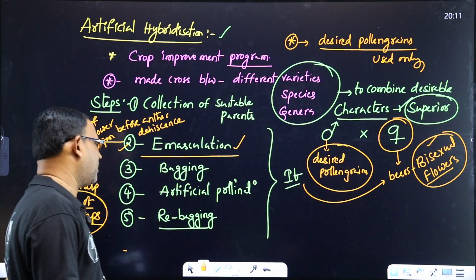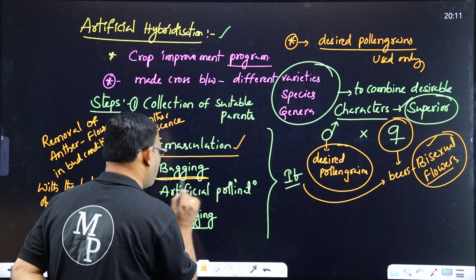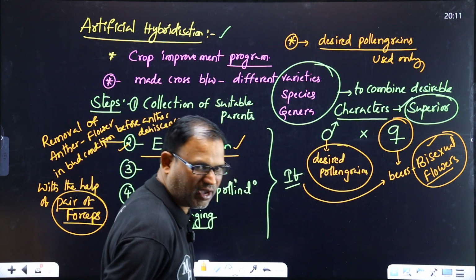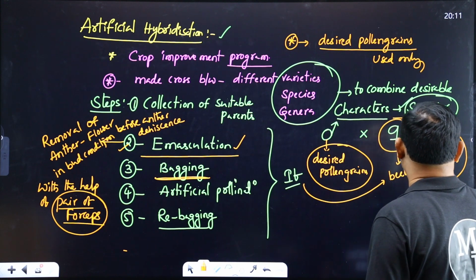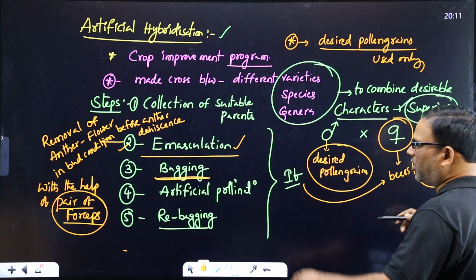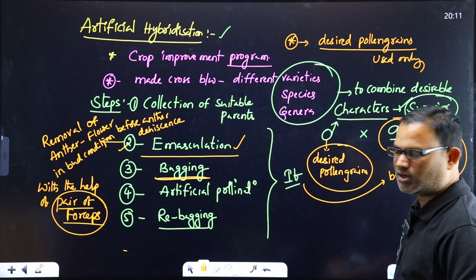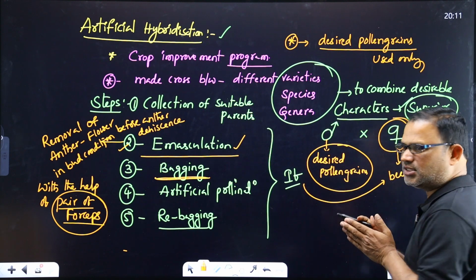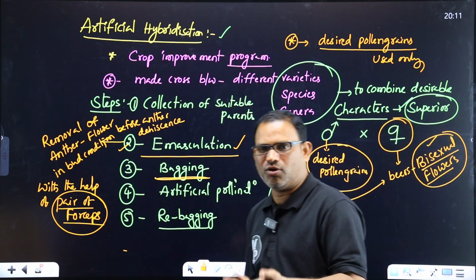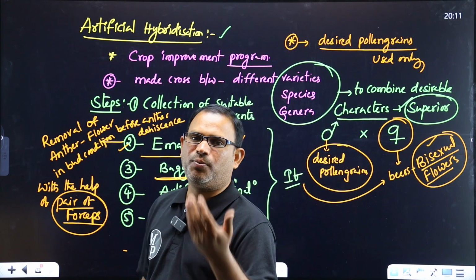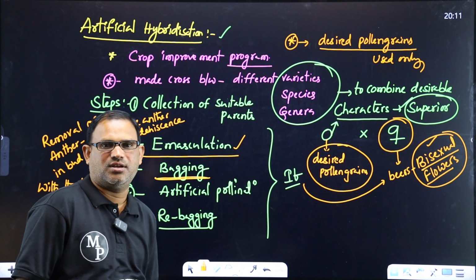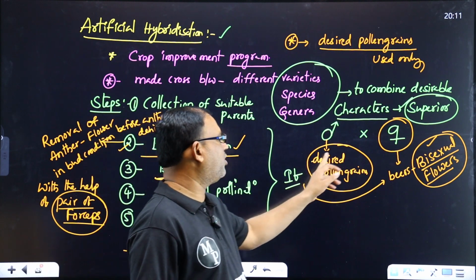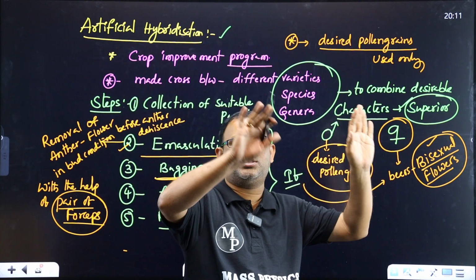Emasculation. Very, very important. The next step is what? Bagging. Why is it required? In our female flower, if it is bisexual, we remove the anther right now. But if the flower is opened, unwanted pollen grains may also land onto the stigma. That is the condition. What we want is that only desired pollen grains land onto the stigma.